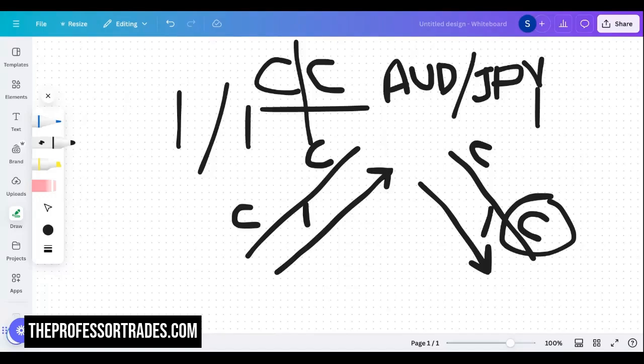So that I understand, we've got about 25 people logged in. If you understand this concept, drop the number 2 in the chat. If you understand that there are two currencies side by side and the stronger one will lead the direction of the currency, drop the number 2 in the chat.